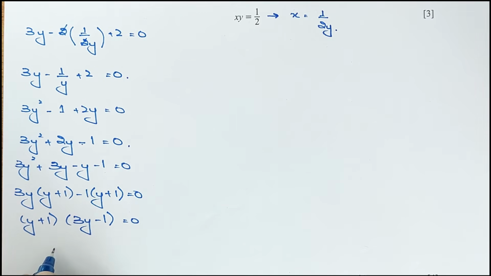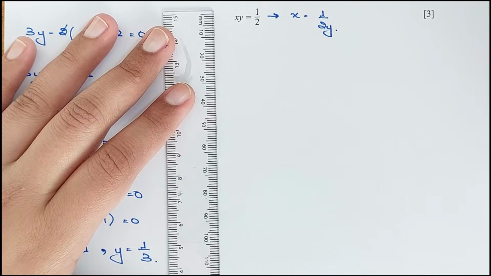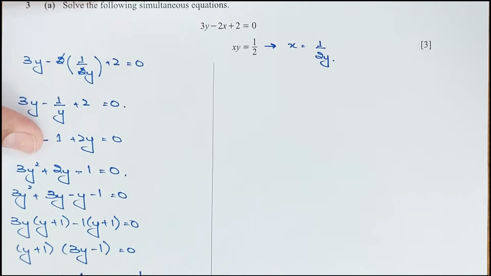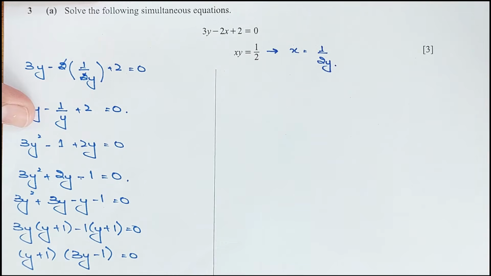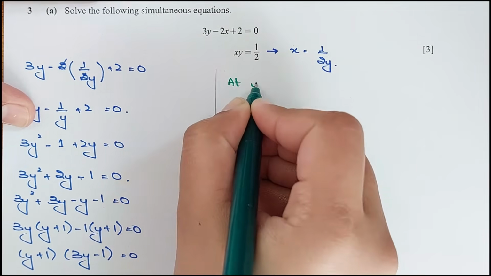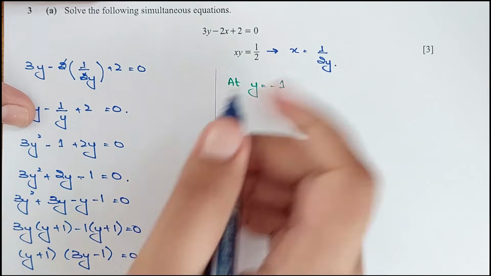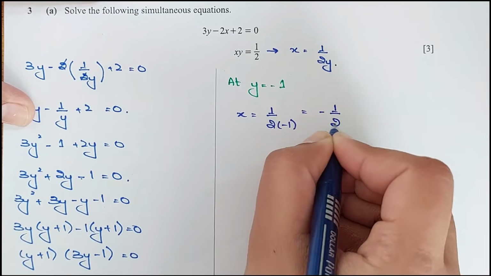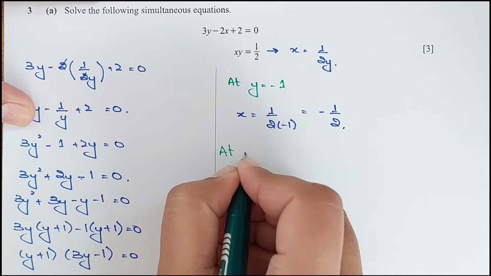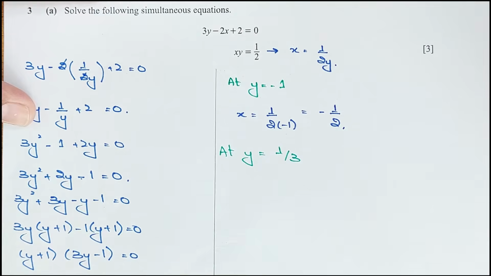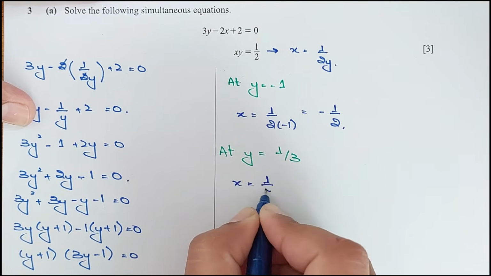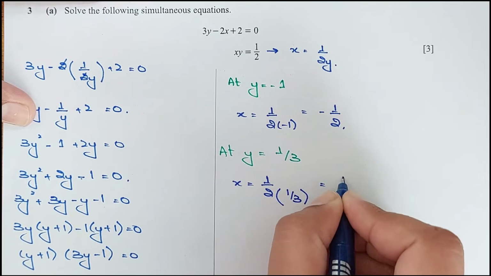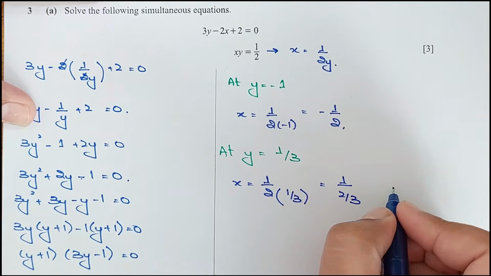So from here we have two values for y: y equals negative 1, and y equals positive 1 over 3, right? Now let me solve for the corresponding x value. We have the equation x equals 1 by 2y. So when y is negative 1, what is my x value? X is 1 by 2 times negative 1, which is minus 1 by 2. When y is 1 by 3, what is x? X is 1 by 2 into 1 by 3, which is 1 over 2 by 3, which is 3 by 2.